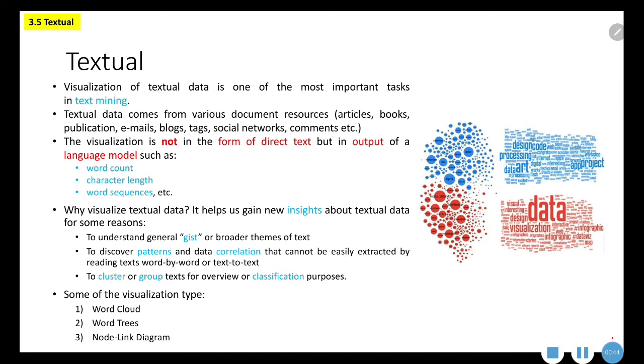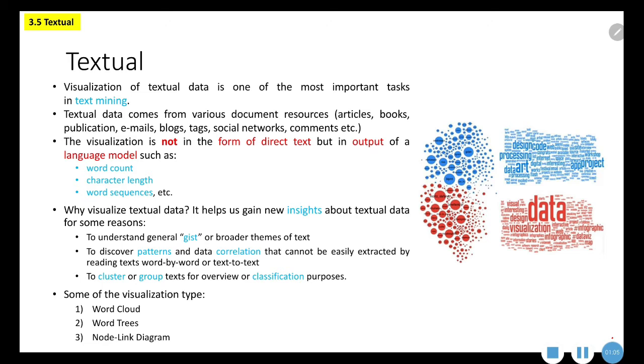Textual visualization is not in the form of direct text, but in the form of output of a language model, such as we can visualize the number of word count, the character length of a word, and also word sequences in a text.